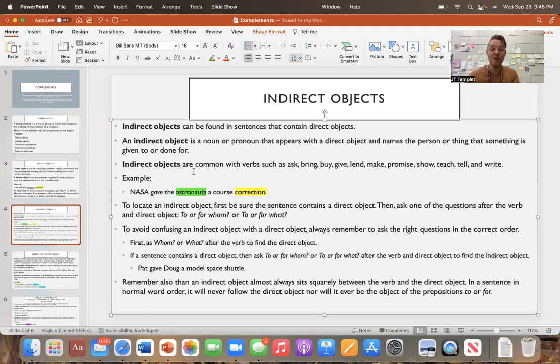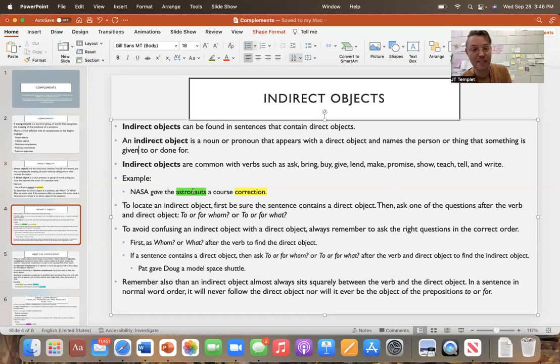They're common with verbs such as ask, bring, buy, give, lend, make, promise, show, teach, tell, and write. For example, "NASA gave the astronauts a course correction." So I have to find a direct object first, right? There can be no indirect object without a direct one. So I ask who or what gave. NASA gave what? What did they give? Correction. To whom or for what did they give? It was to the astronauts.